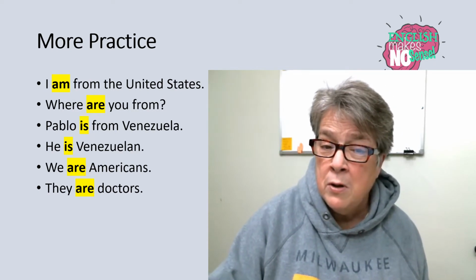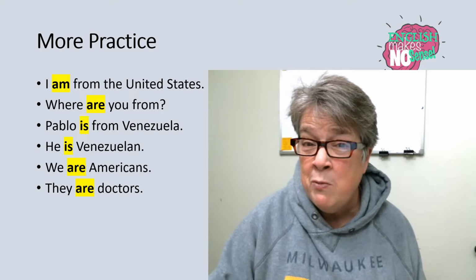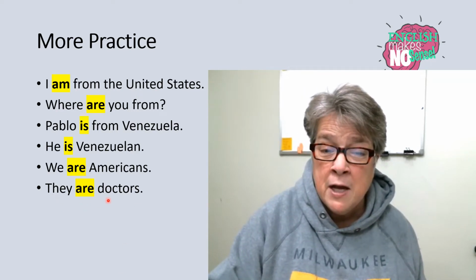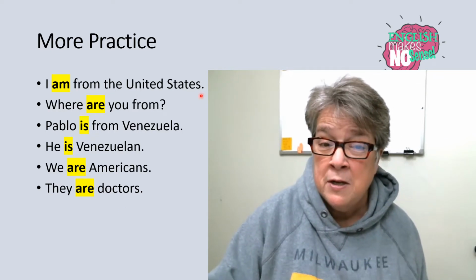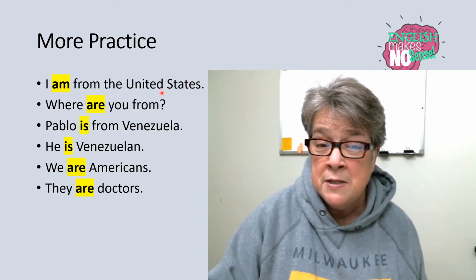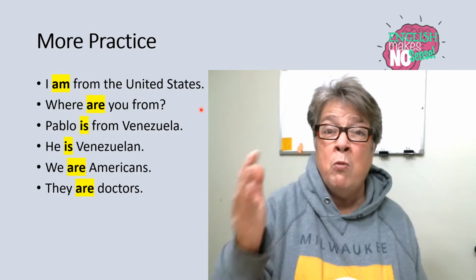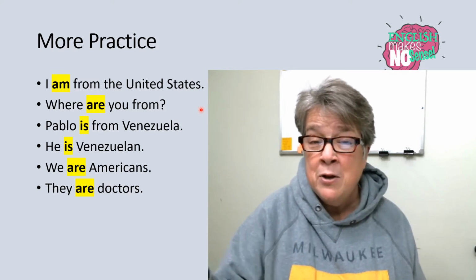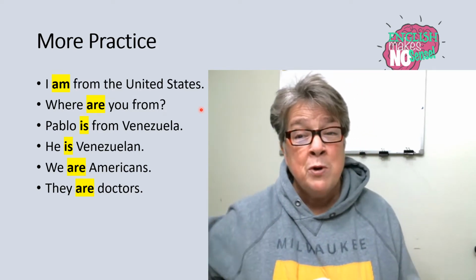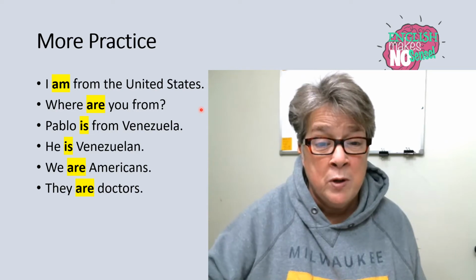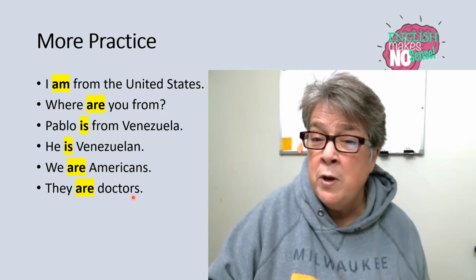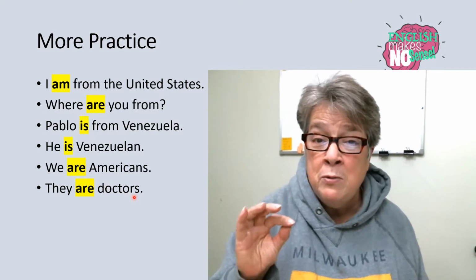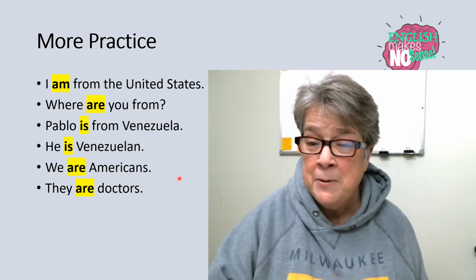Which one of these is different from where you come from? Right here, they are doctors. Here we're talking about a profession. In the other sentences, we're talking about where you are from, what country you are from, or your nationality. You're talking about yourself or someone else's nationality or where they are from. The last one, we are talking about their profession. Either way, we use the verb to be.